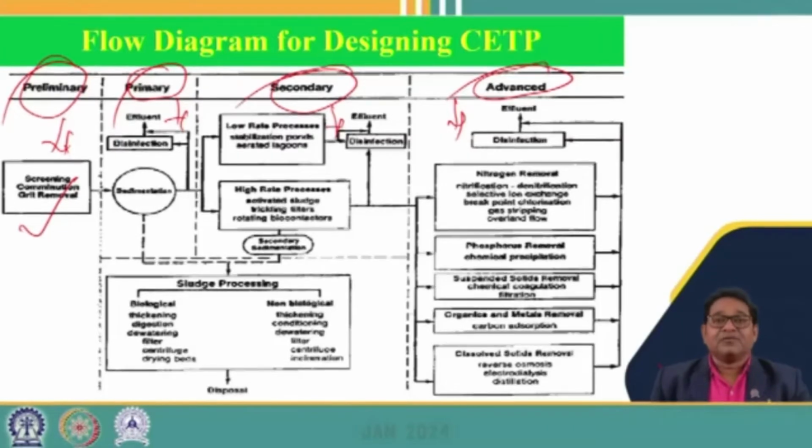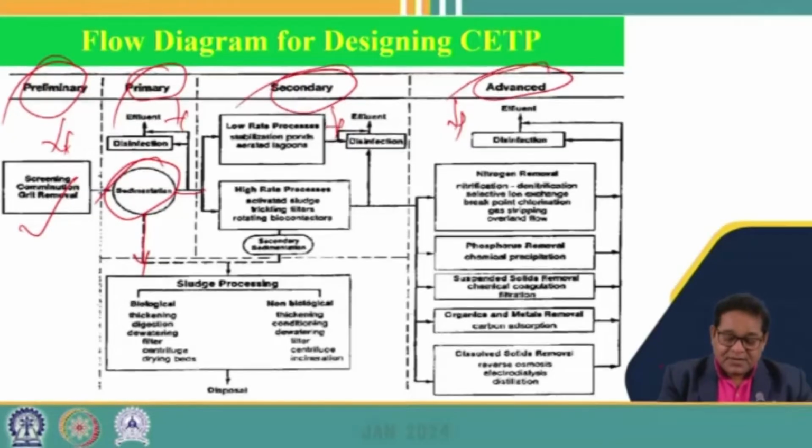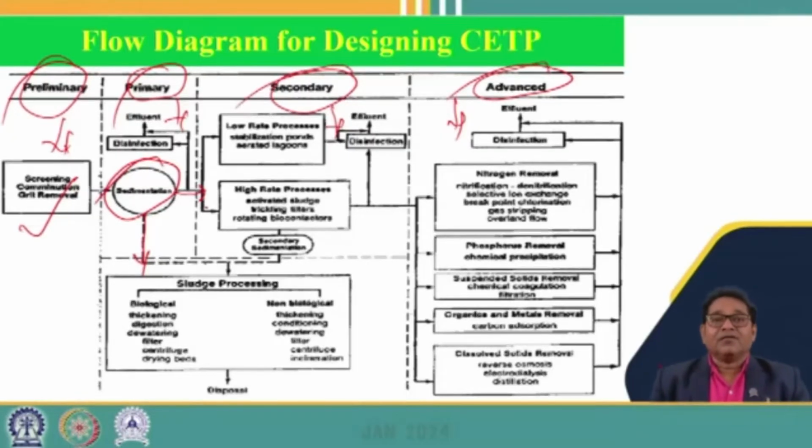And then we go for the primary treatment system. Primary treatment basically involves the removal of suspended solids, which is carried out by designing the sedimentation tank. This sedimentation tank is used to remove the settleable suspended solids present in the wastewater. And then after this primary sedimentation tank, the wastewater goes to the secondary treatment system, where the remaining suspended impurities are removed from the wastewater.